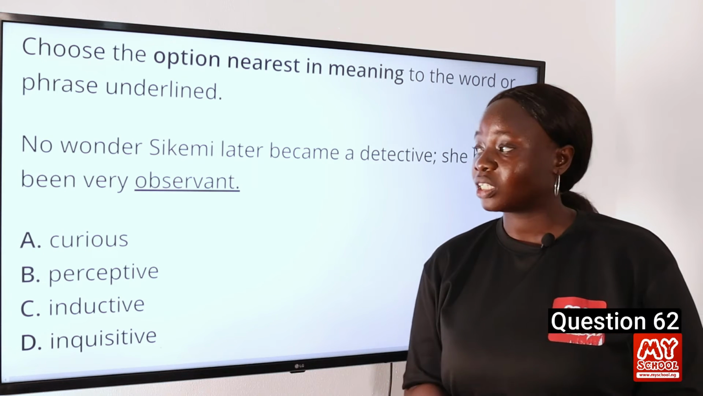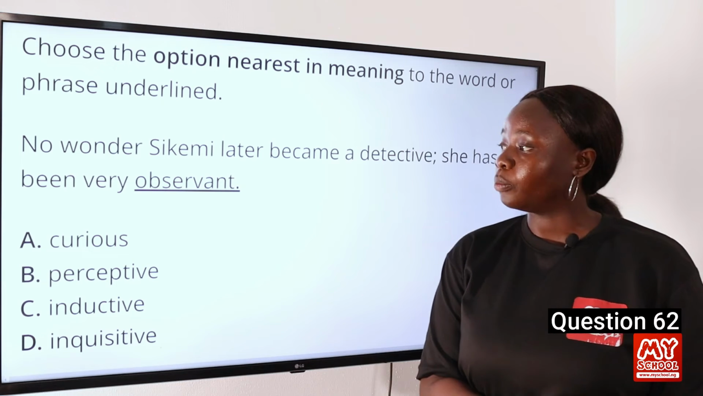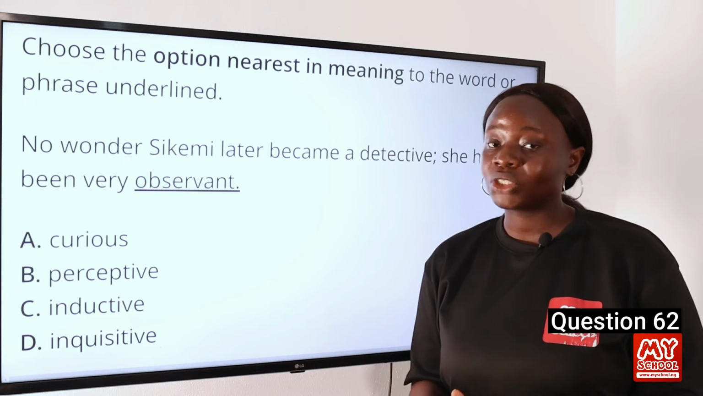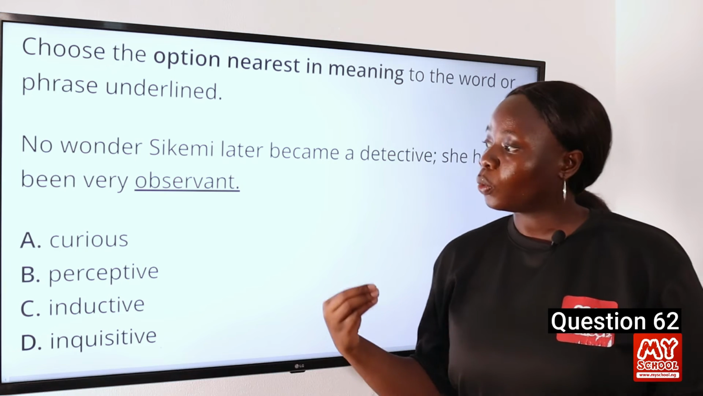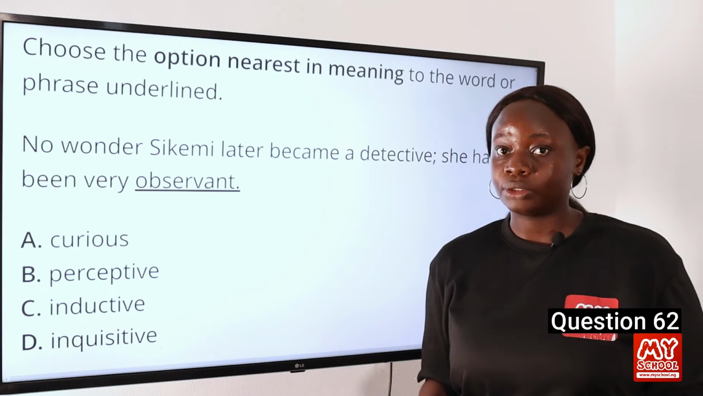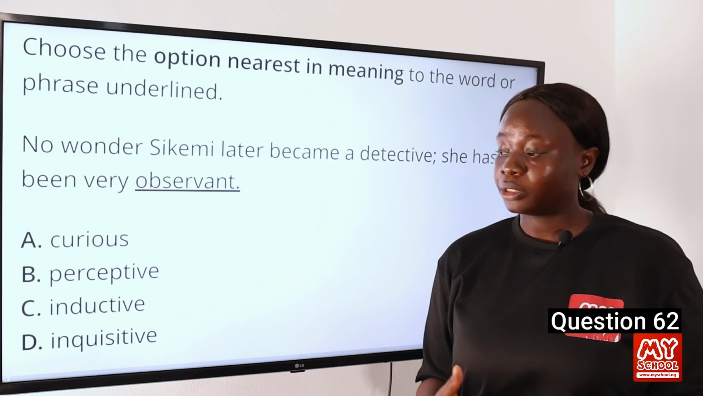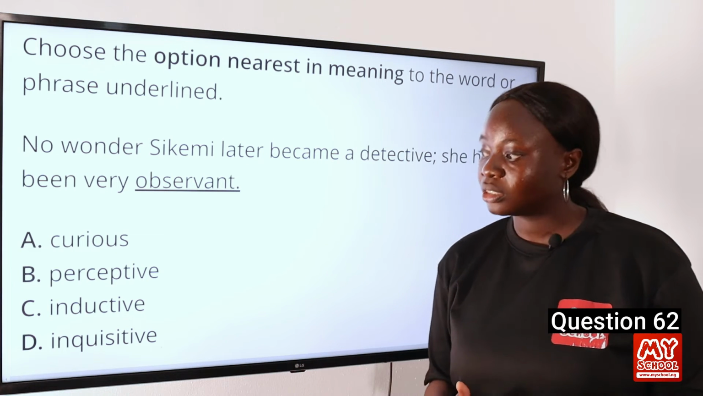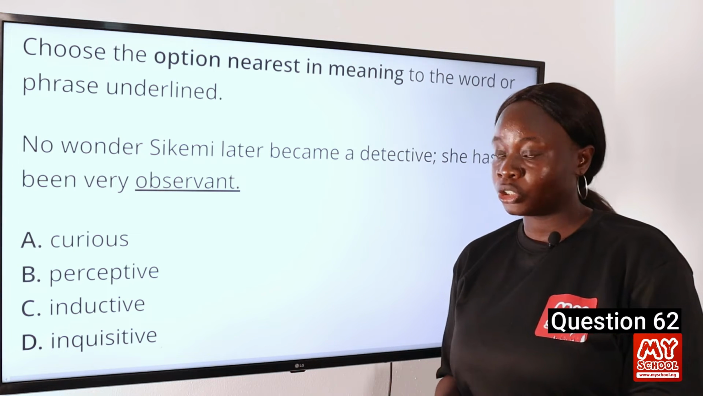The word observant actually means someone who pays watchful attention to what is going on around him or her. The word curious actually means someone who tends to ask a lot of questions in order to gain knowledge. The word perceptive means insightful, to have intuition about what is going on. Then the word inductive means introductory or preparatory. The word inquisitive means tending to seek knowledge by asking a lot of questions.